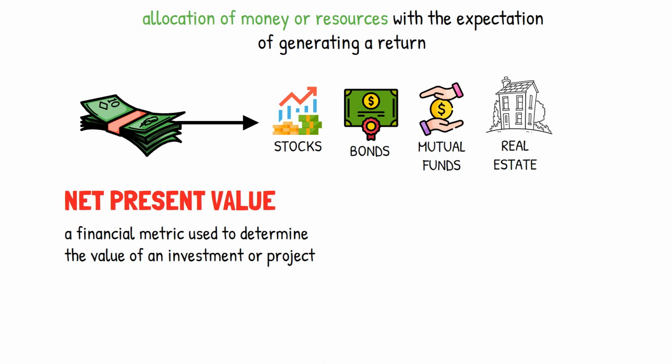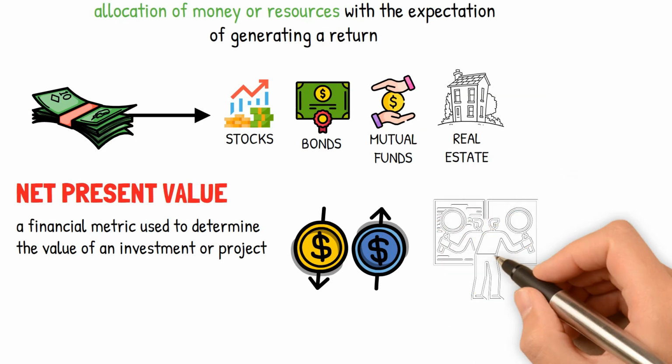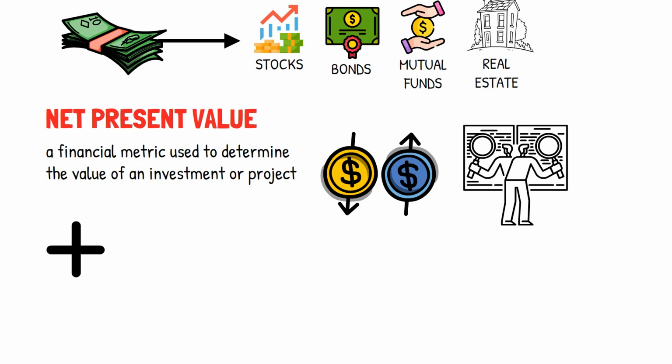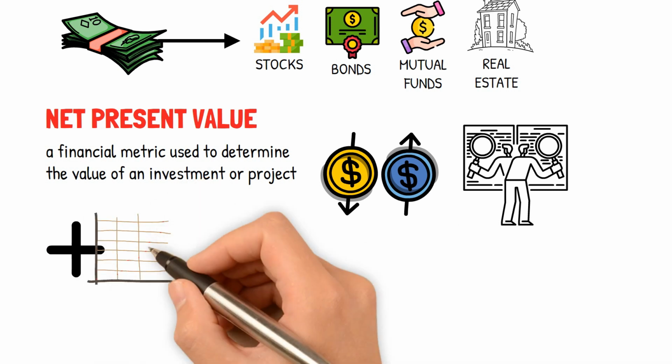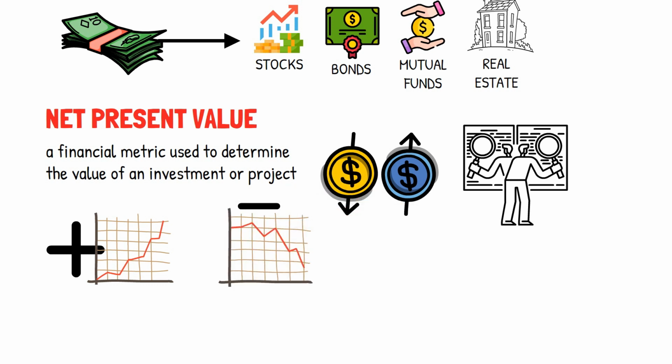Net present value, which we discussed in the last module, is a financial metric used to determine the value of an investment or project. It measures the difference between the present value of cash inflows and the present value of cash outflows over time, considering the time value of money. The idea is to compare the costs of the investment with the expected benefits, adjusting them to their present value. A positive NPV indicates that the investment is profitable, while a negative NPV indicates that the investment is not.